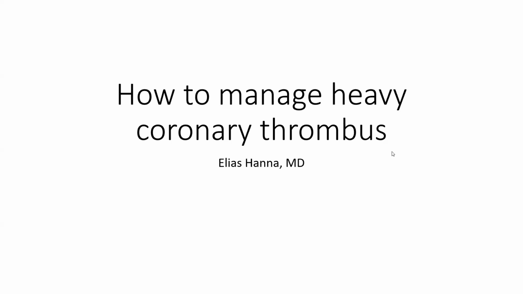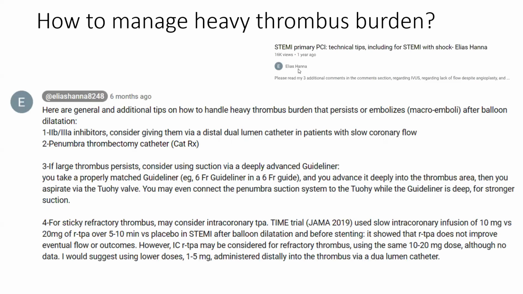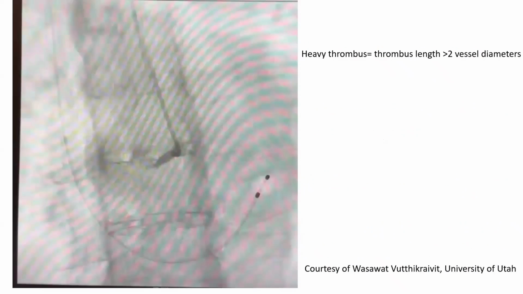I want to talk today about how to manage heavy coronary thrombus. This talk complements my prior talk on STEMI primary PCI, where under the comments section, I discuss 4 major techniques to eliminate heavy thrombus, and I will further elaborate on those and more. I will start with a case to illustrate that.